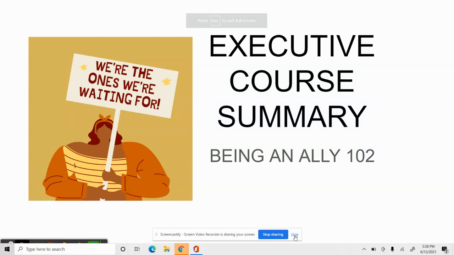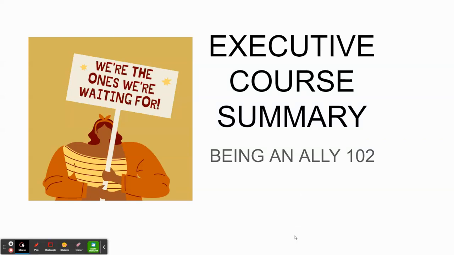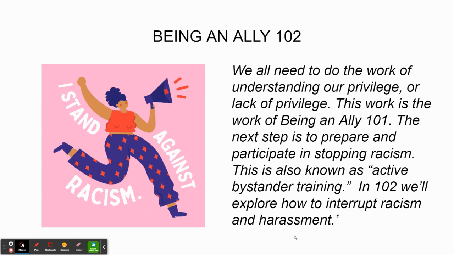Welcome to my executive course summary of my class, Being an Ally 102. In this micro course, we're studying how to be an ally. And the course is called Being an Ally 102 because the work of understanding racism and how it works is really the work of a 101 type situation.